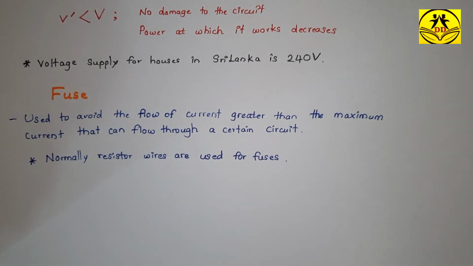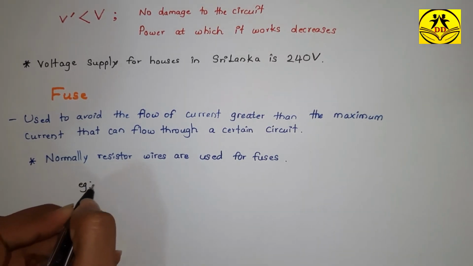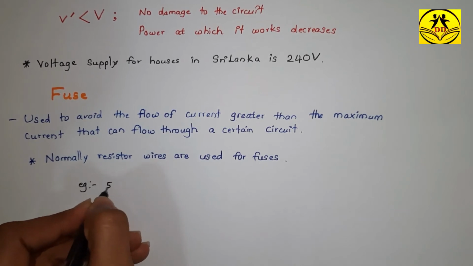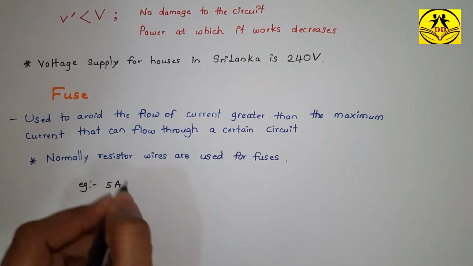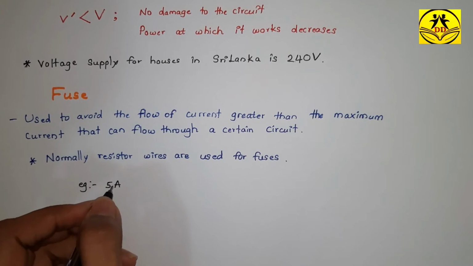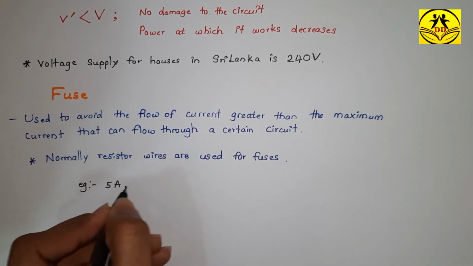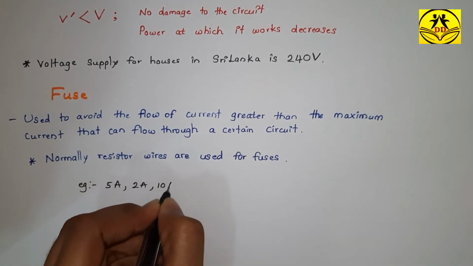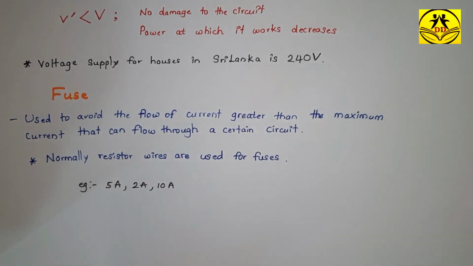These fuses are marked with the maximum current which the fuse allows to flow. For example, this will be a fuse with 5 amperes, meaning the maximum current that this fuse allows to flow is 5 amperes. 2 amperes, 10 amperes, likewise fuses are there.